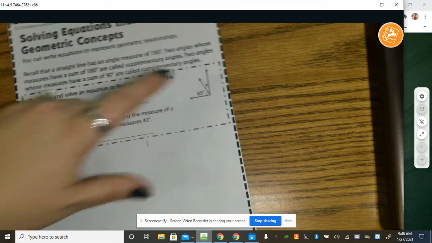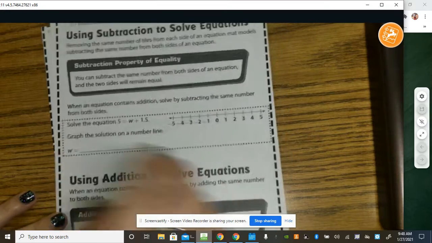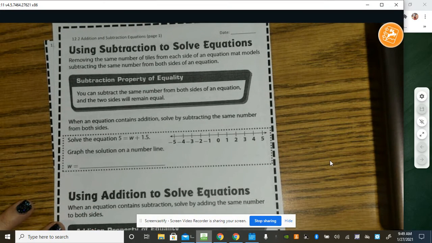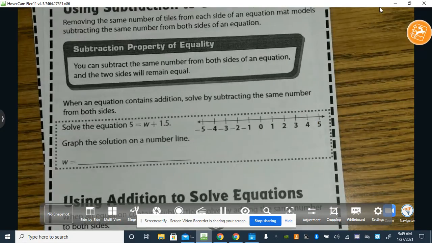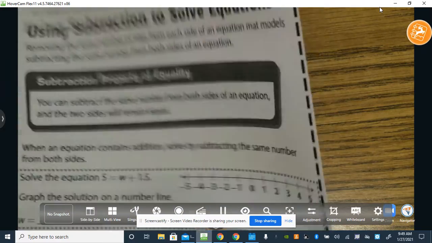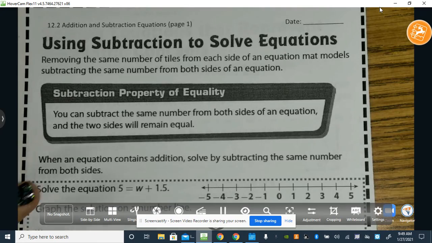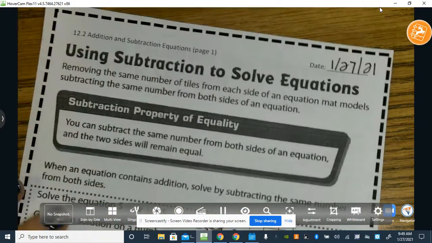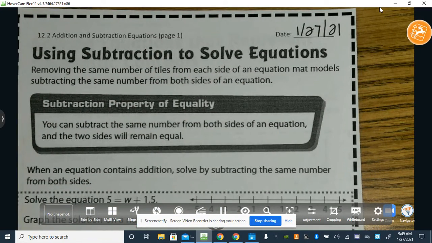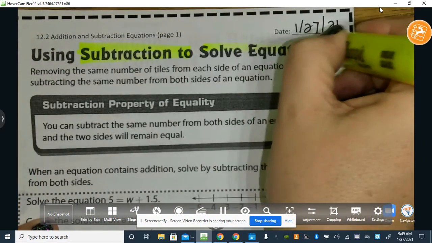Okay, there are two notes, one here and then one that has a right angle and a lot of space down here. So let's get those two out. You can find them in the notes section. Maximize this and zoom in. So, using subtraction to solve equations. Today is 1/27/2021. Grab my highlighter. Using subtraction to solve equations.